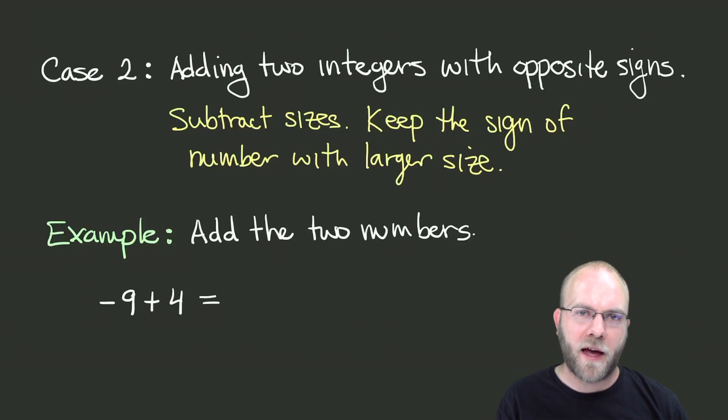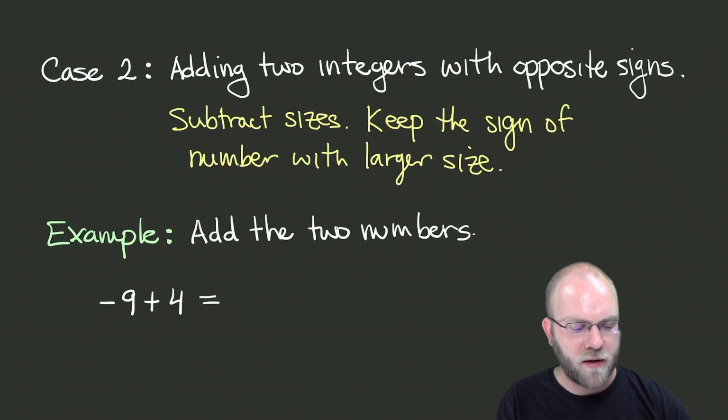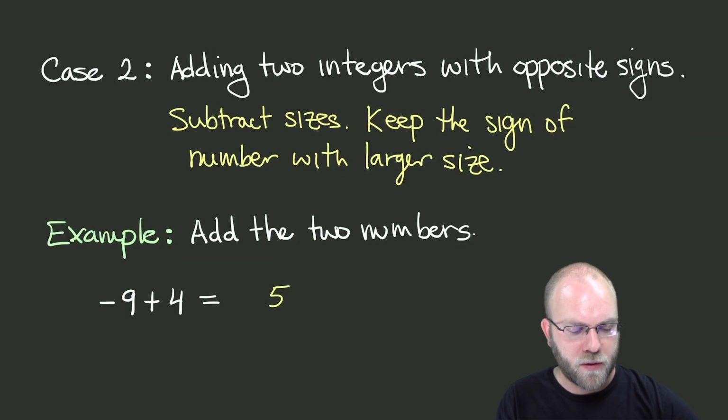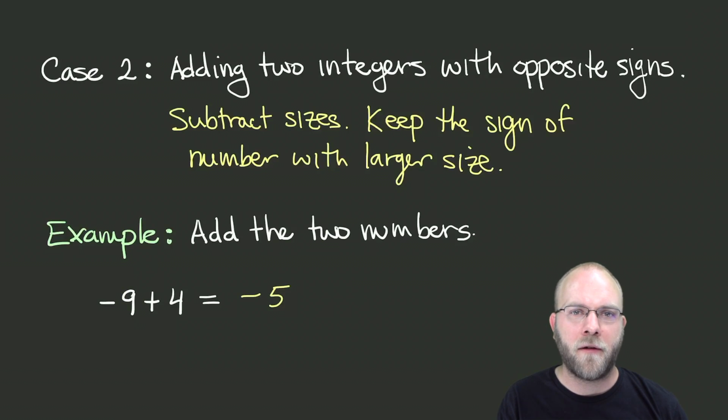So let's look at an example. Here we have -9 plus 4. So one of them has a negative sign and the other is positive, which means we're going to subtract the sizes. So let's take 9 minus 4, that's going to be 5. And then we keep the sign of the number with the larger size. So the number with the larger size here is the -9. So we keep the sign of that one. So the result is going to be -5.